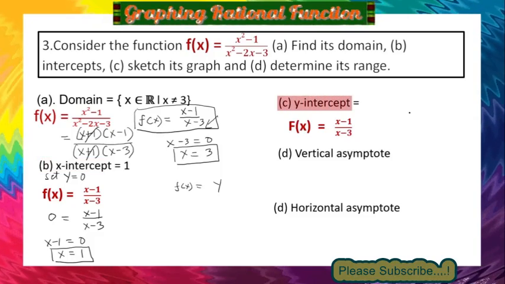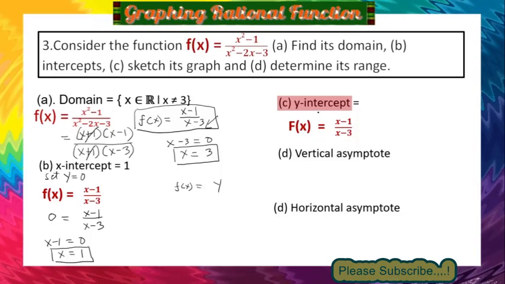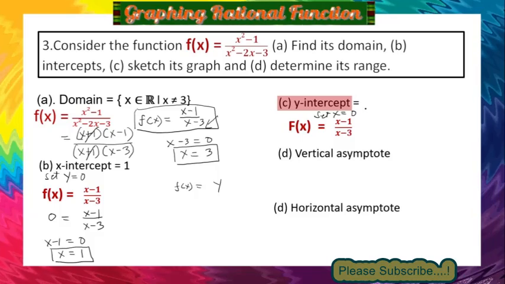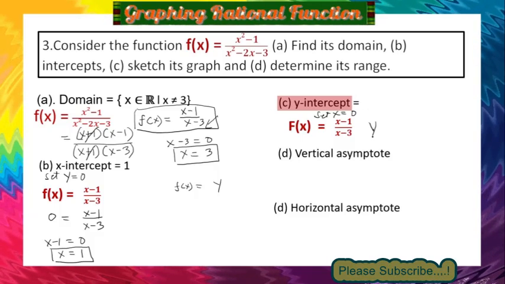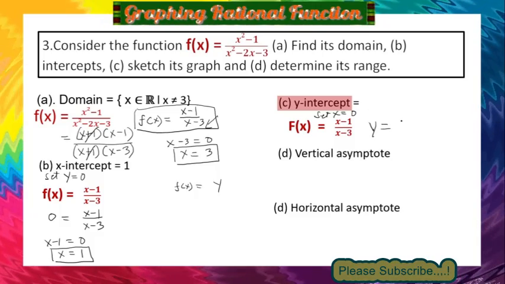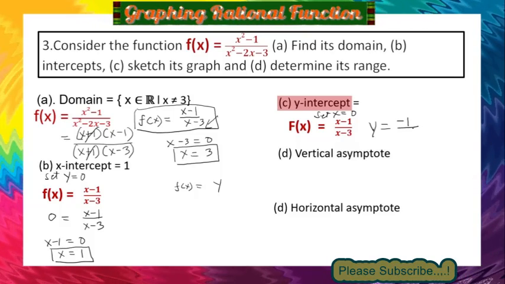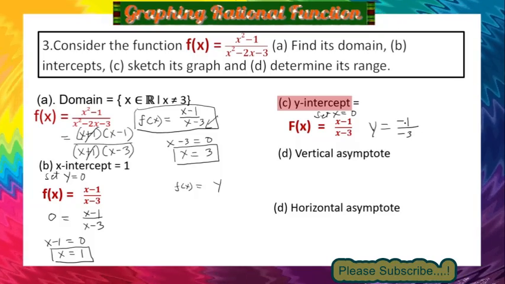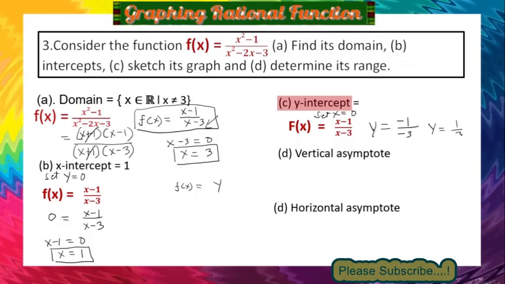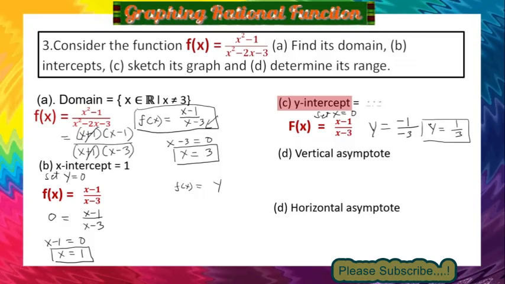Then for the y-intercept, you have to use the same form, but here we have to set x to 0. So your y is equal to, when x is 0, that is negative 1 over, when x is 0, the answer is negative 3. So negative 1 divided by negative 3, then your y is equal to positive 1/3. Okay, that is the value of your y-intercept.